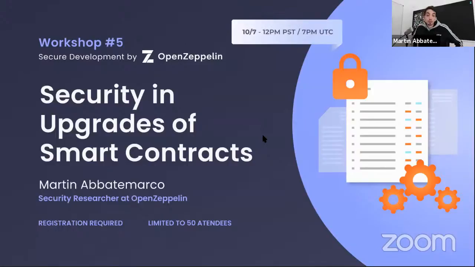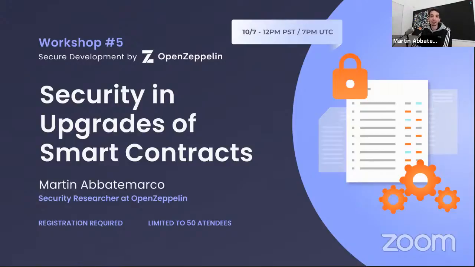Perfect. For those of you who don't know me, I'm Martin. You can call me Tincho. I'm a security researcher at OpenZeppelin. We have been conducting this series of workshop sessions called the Secure Development. Today, the idea is talking about security in upgrades of smart contracts. A pressing topic, I would say today, for those that are looking forward to updating your smart contracts already deployed on mainnet, and these strategies for trying to change these pieces of code that supposedly are immutable, but we still want to change them, right? To fix bugs and to add new features and so on.